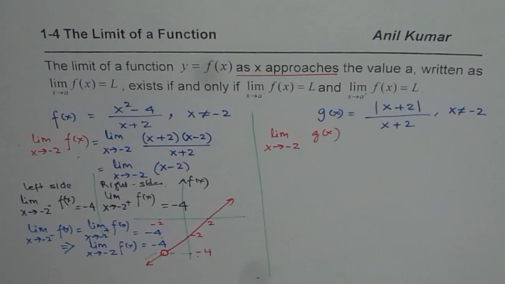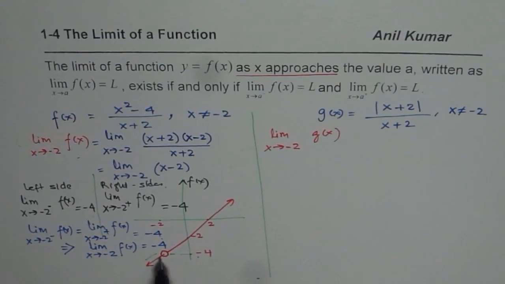So whenever you're working with functions, you have to test the limit from both sides. If the limit is the same, then it exists, and if it is not the same, it does not exist, right? So in this case, it does exist, correct? You can clearly see approaching from either side, you're approaching a value minus 4.